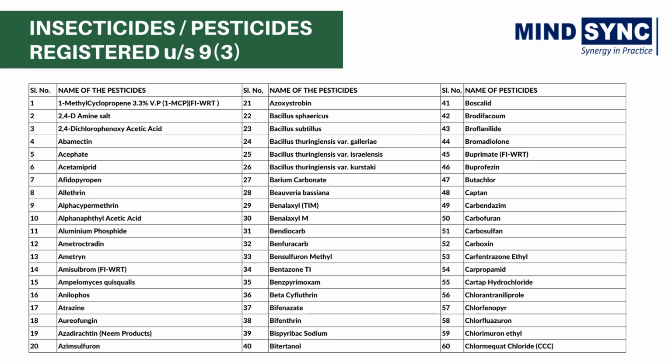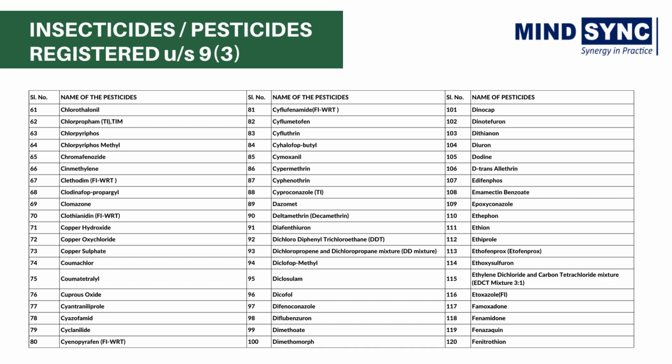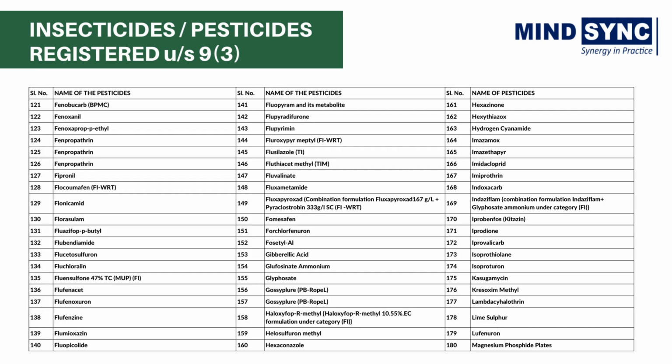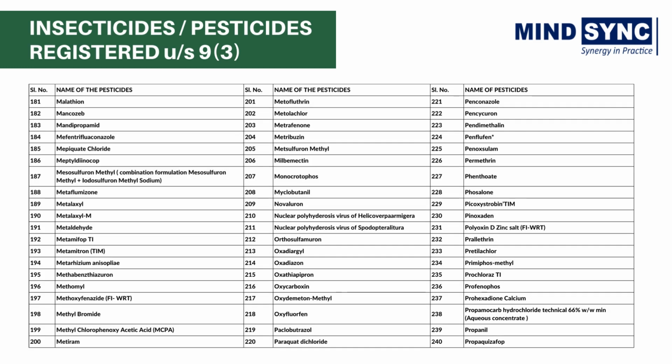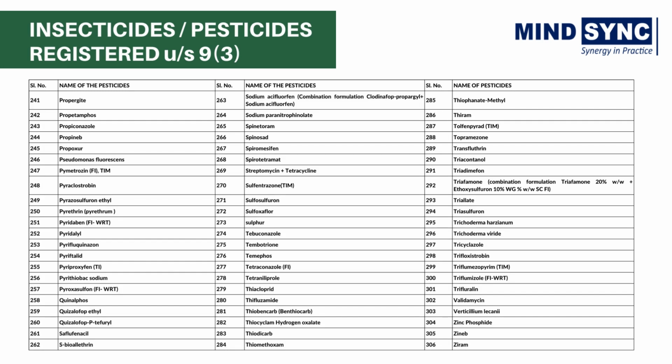The list of insecticides registered under Section 9 subsection 3 is mentioned here. Some of the examples are methylcyclopropene, betatinol, chlorothalonil, phenxanil, ethephon, hydrogen cyanamide, malathion, propanil, sulfentrazine, zinc phosphide, and many more such pesticides.